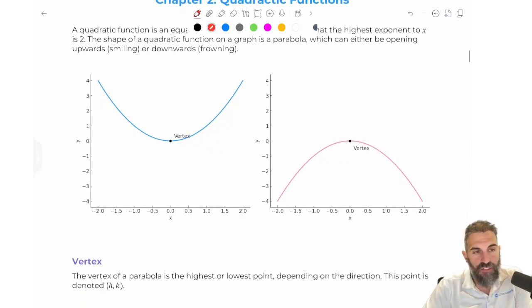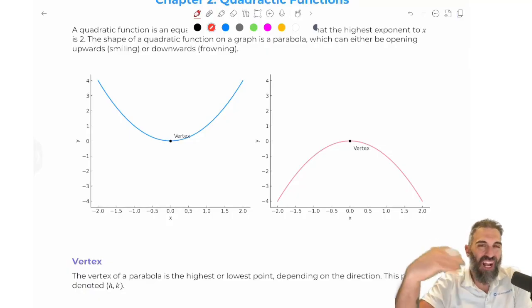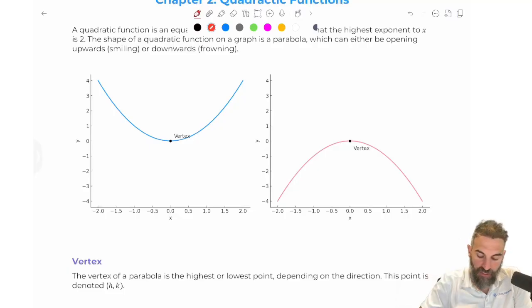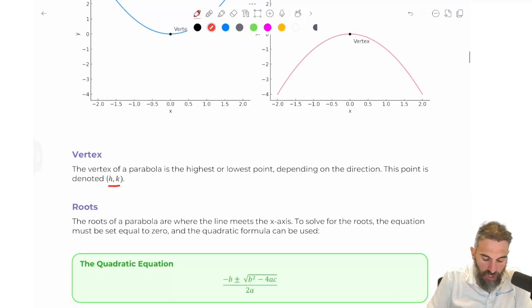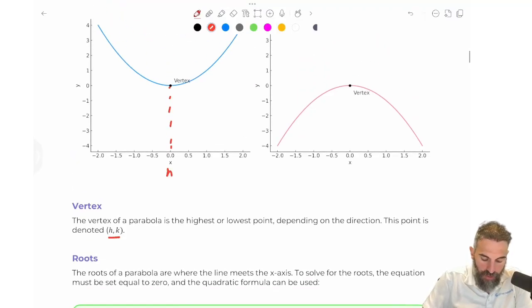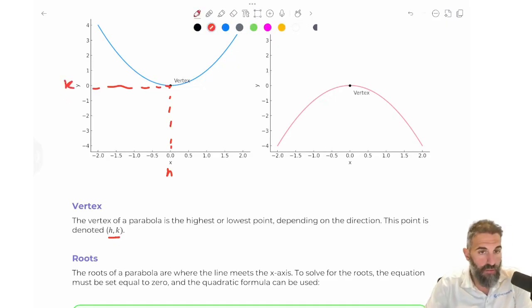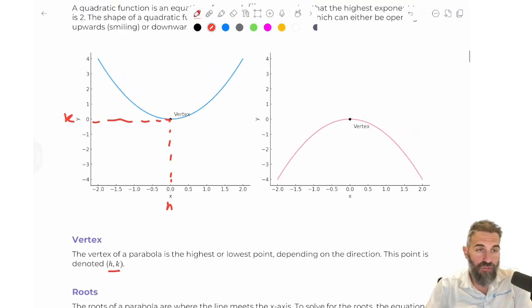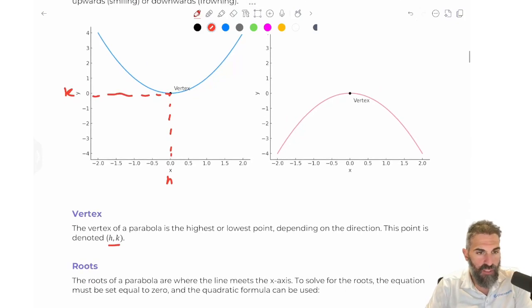So a parabola has just a couple of things. It has the vertex, and the vertex is either the highest point or the lowest point, but it's basically the peak or the bottom of your parabola. It's called the vertex, and the coordinates for the vertex, we call them h and k. h being the x-coordinate, and k being the y-coordinate. Okay, keep that in mind because we're going to be using some formulas that will require you to remember that.